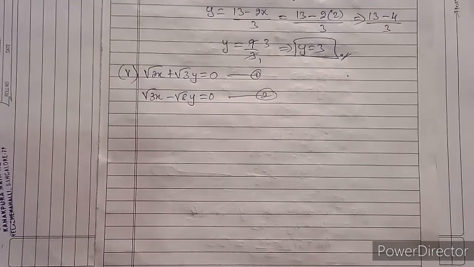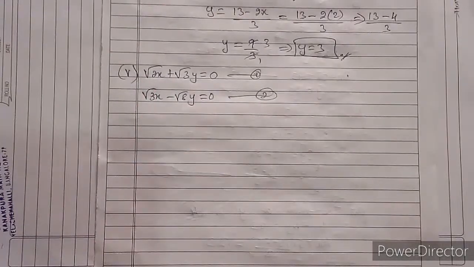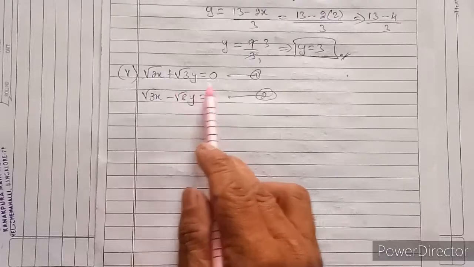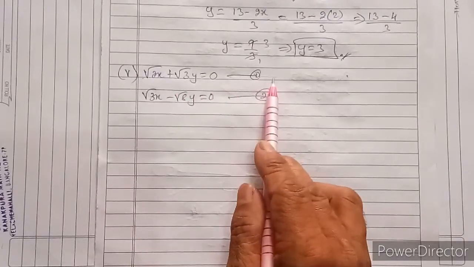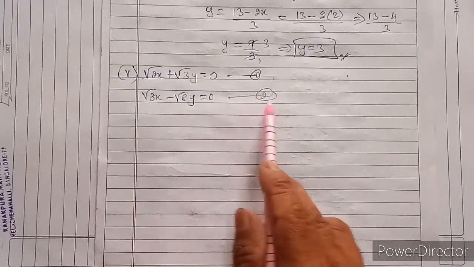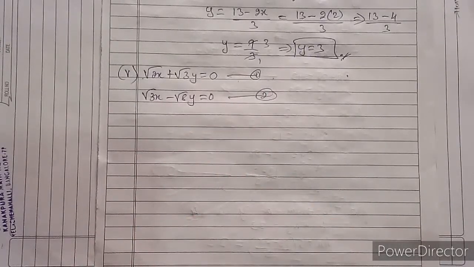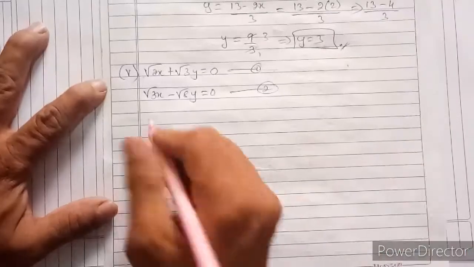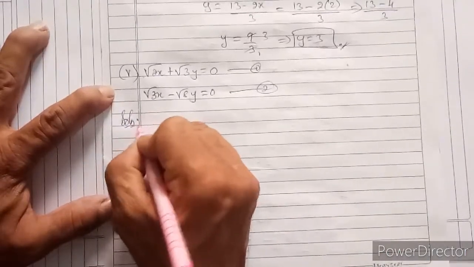Now the fifth one, it is given with roots: root 2 x plus root 3 y is equal to 0, this is equation 1. Root 3 x minus root 8 y is equal to 0, that is equation 2. Now come to the solution.